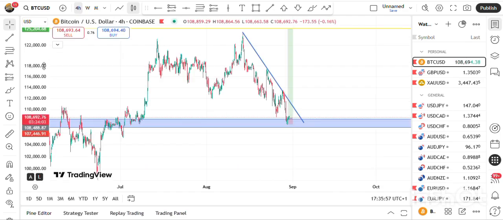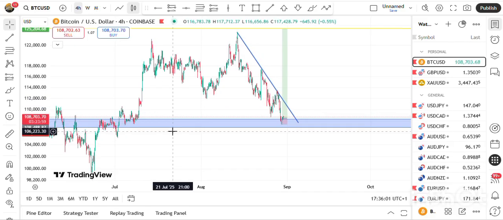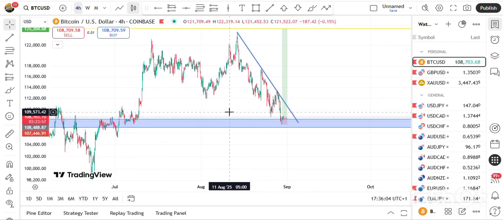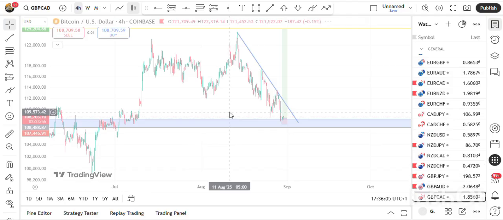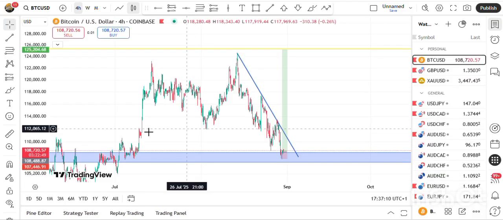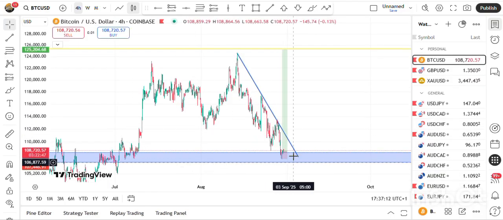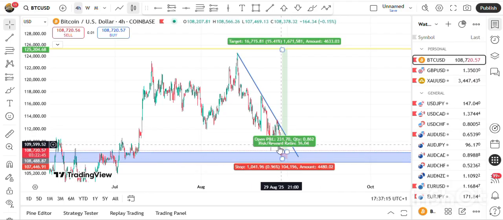So I'll start with BTC. I'm going to be looking at BTC. I've already drawn my key levels and all of that, and you can see BTC is already on my key level here. In fact, I'm in a buy position already.